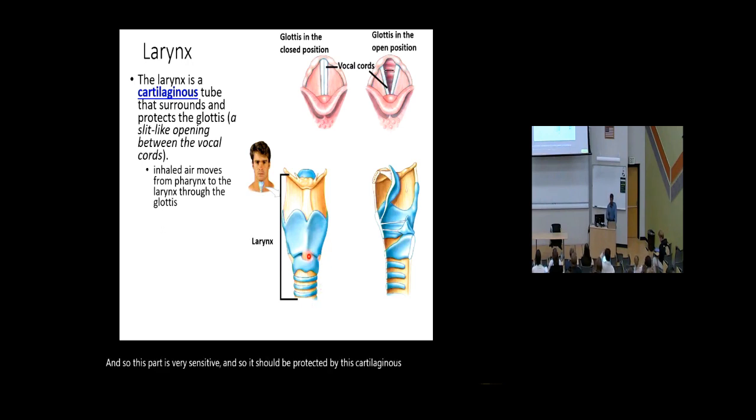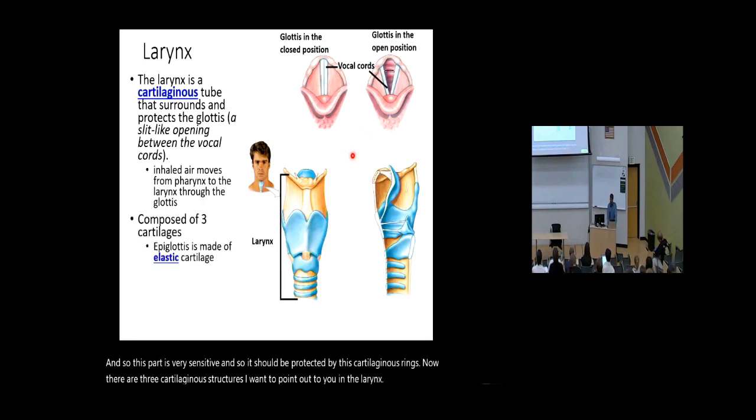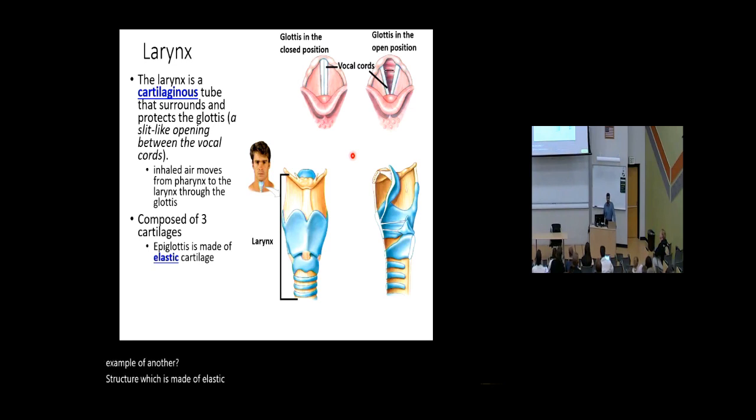Now there are three cartilaginous structures I want to point out to you in the larynx. The first one is the epiglottis, which is made up of elastic cartilage. And do you know an example of another structure which is made up of elastic cartilage? I can see a lot of them here. What else is made of it? Yes, your external ear. Thank you.